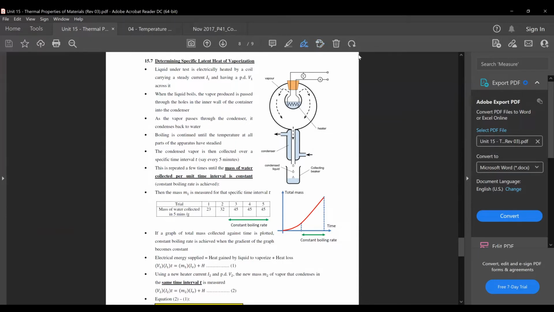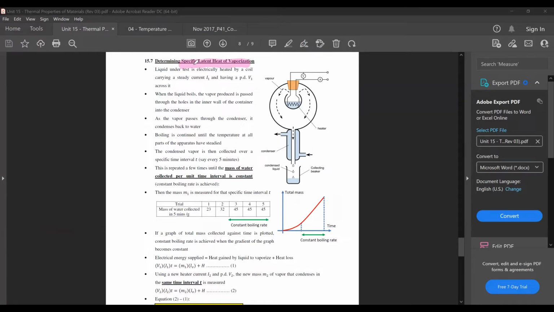Now, if you wanted to find out the specific latent heat of vaporization of a particular liquid, let's just say water, you can do so by conducting an experiment. Now, if you wanted to conduct an experiment, generally your experiment will look like this. Okay, what you will have to do is this. Whatever liquid whose latent heat of vaporization you want to find out, you need to heat it up by a coil carrying a steady current of I1 and a PD of V1.